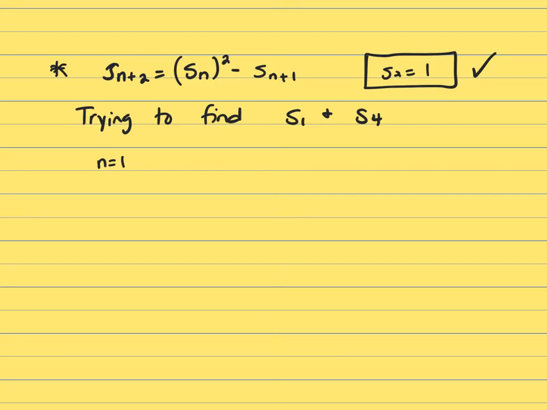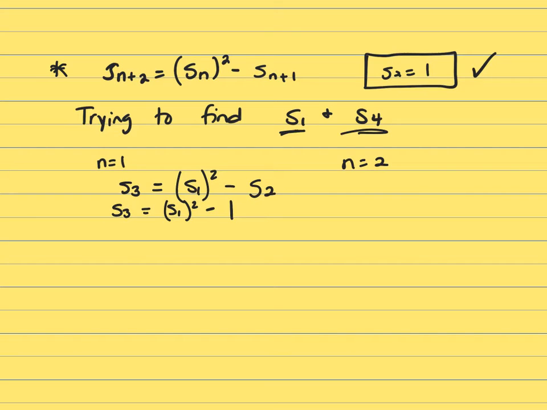So you get S sub n plus 2, which would be S sub 3, equals S sub 1, because we're letting n be 1, squared minus S sub 1 plus 1, which is S sub 2. What I'm trying to do is come up with an equation that's got an S sub 1 in it and an S sub 4 in it. And by trial and error, I will try those numbers in that box. Well, we know S sub 2 equals 1, so S sub 3 equals S sub 1 squared minus S sub 2, which equals 1. So now let's let n equal 2.